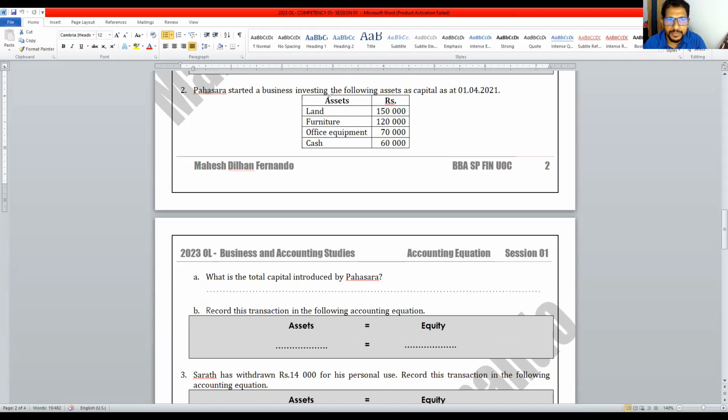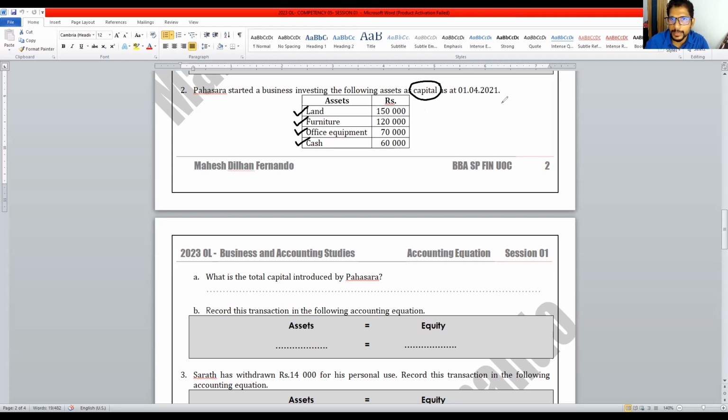Pahasara has started a business investing the following assets as capital. Now listen to me. The owner can invest capital in different forms. This owner has introduced a land to the business, furniture to the business, office equipment to the business, and also cash. Capital can be introduced in different ways. So the first one, what is the total capital introduced by Pahasara? So the value is obtained like this: 150,000 plus 120,000 plus 70,000 plus 60,000.